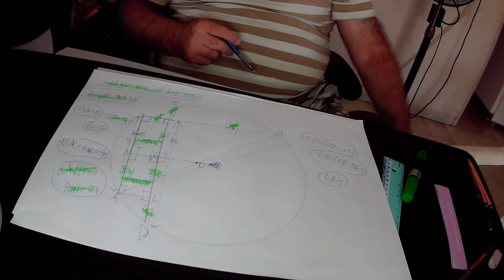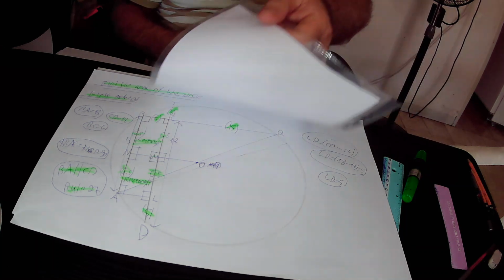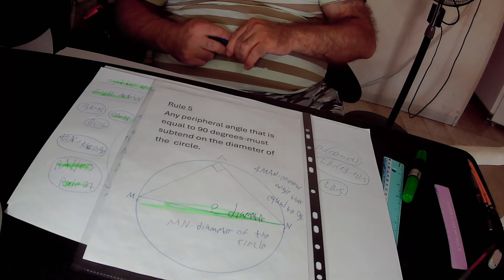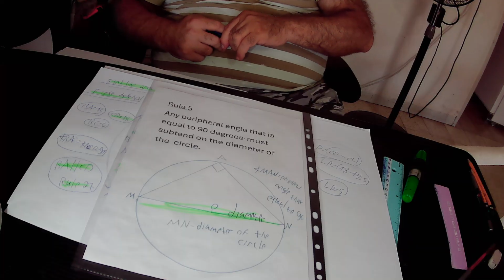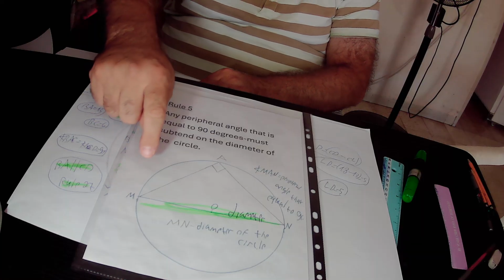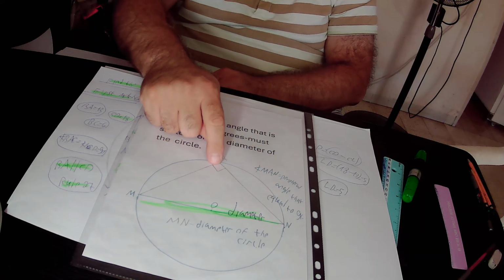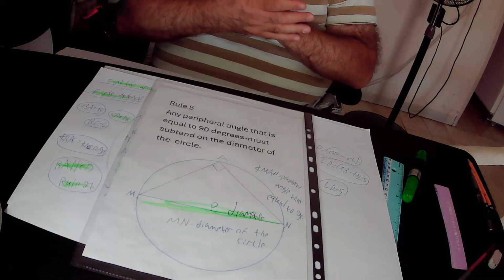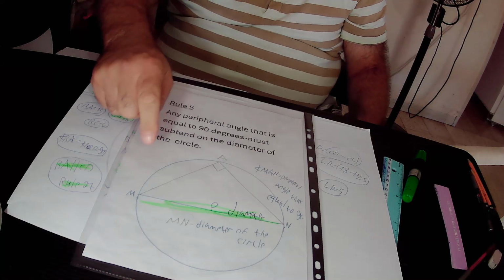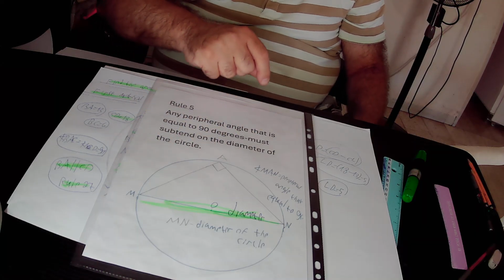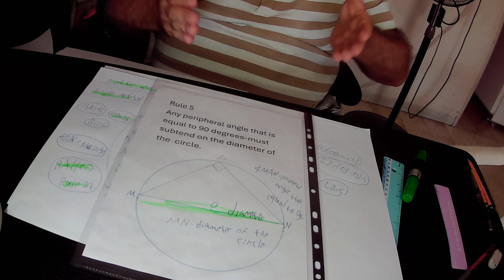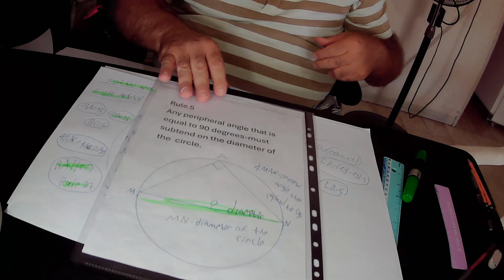So here we can implement rule 5. I'll repeat quickly rule 5. According to rule 5, any peripheral angle that is equal to 90 degrees in its size must subtend on the diameter of the circle. In the drawing, we have a circle. This is peripheral angle MAN. This is equal to 90 degrees in its size, and therefore, according to rule 5, peripheral angle MAN must subtend on the diameter of the circle. Peripheral angle MAN subtends on MN, that is the diameter of the circle.